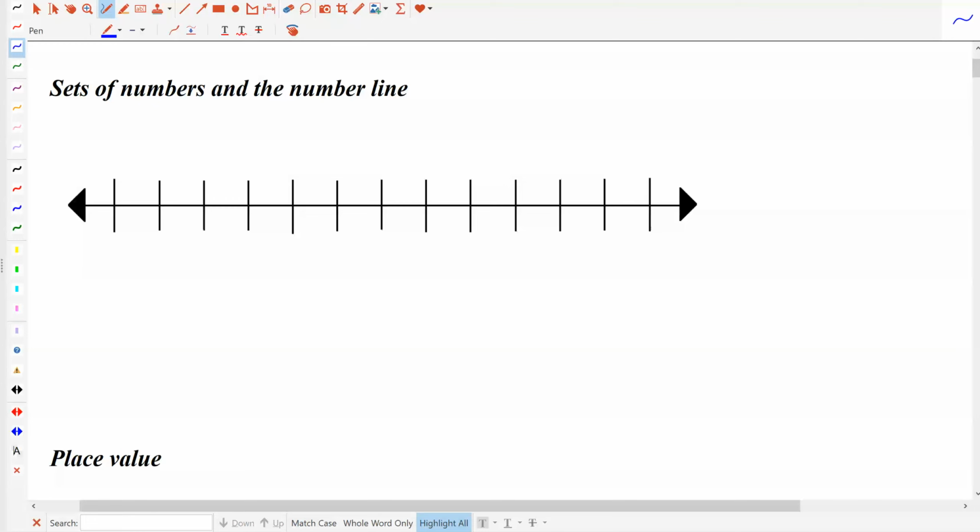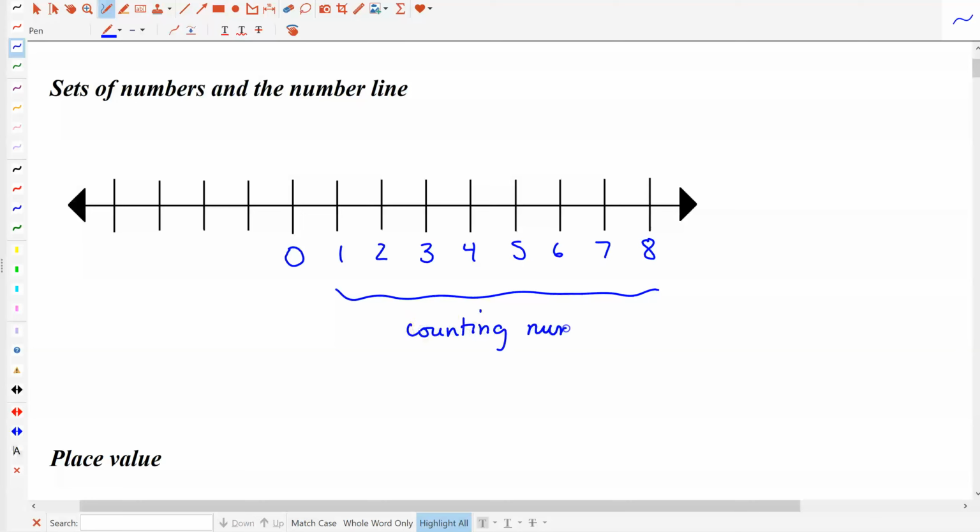Now, we should all be familiar with a number line. Somewhere on this number line, I'm going to go ahead and put 0. Then with respect to 0, on the tick marks going this way, I can write 1, 2, 3, 4, 5, and so on. Those numbers are referred to as the counting numbers, or sometimes the natural numbers. It's the first set of numbers that we normally work with.